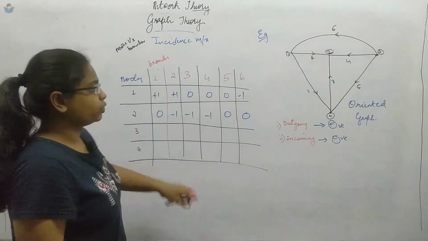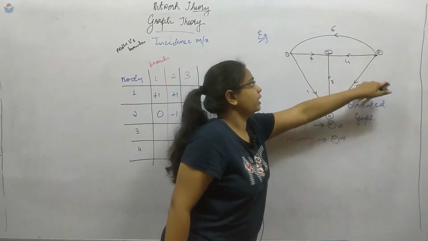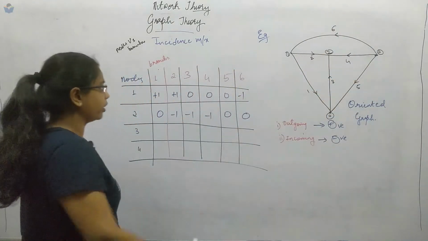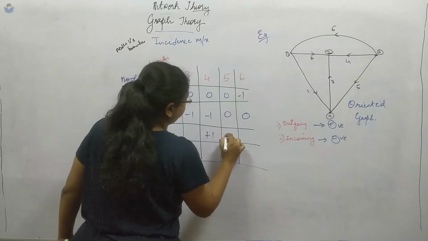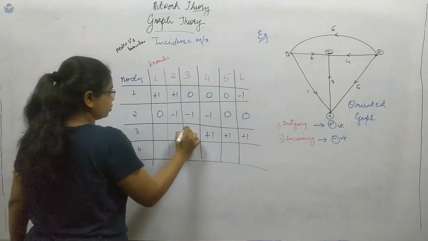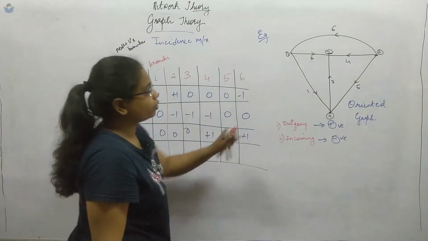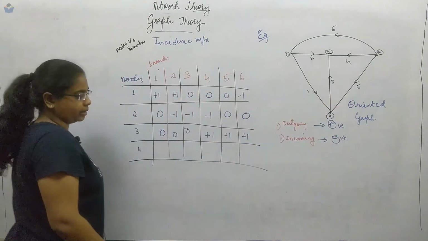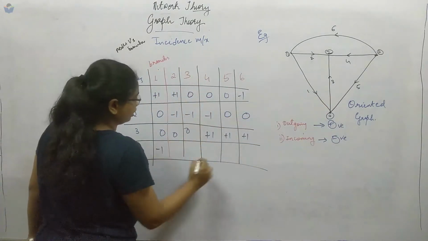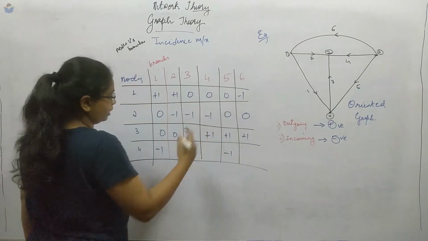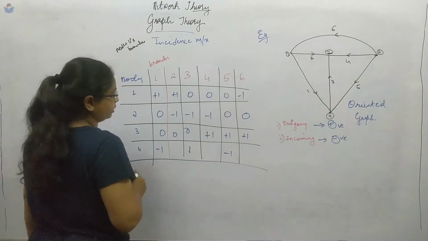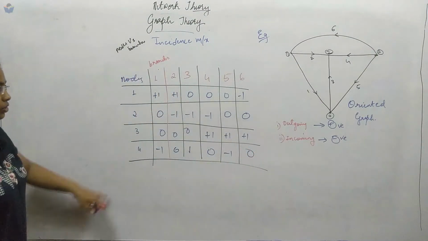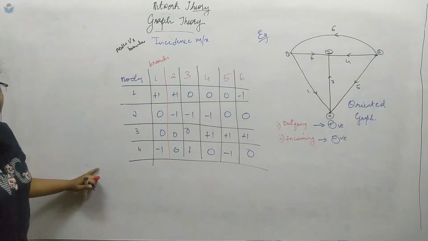Coming to node 3, there are again 3 branches, 4, 5 and 6. All are outgoing, 4, 5 and 6. The rest will be 0. And node 4, here is node 4: 1 and 5 are incoming, 3 is outgoing. So write this as 1, and this will be 0. This is how you can calculate for the incidence matrix.